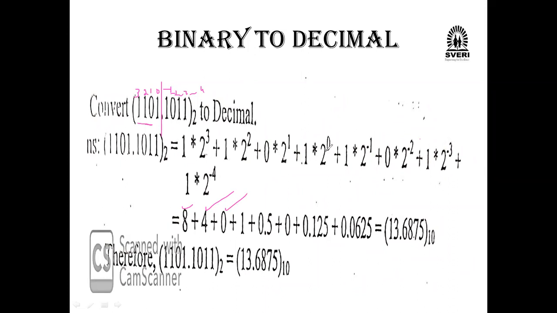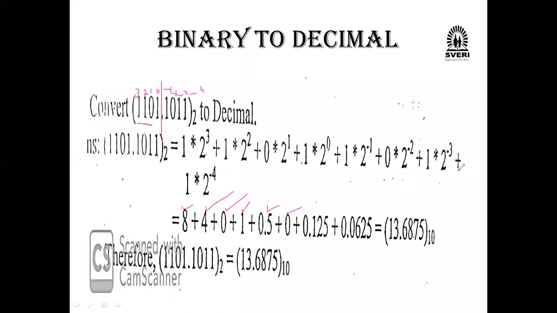1 into 2 to the power of 1. 2 to the power of 0 is nothing but 1. 1 into 1 is nothing but 1 here now. 1 we have written here now. Plus 2 to the power of -1 is nothing but half, 1 by 2 we can write down here now. 1 by 2 to the power of +1 is nothing but half. Half into 1 is nothing but half we can write here. 0 into multiplication of anything, it is 0 only.